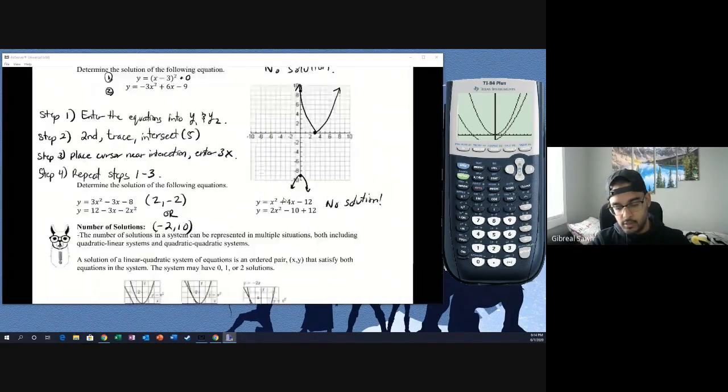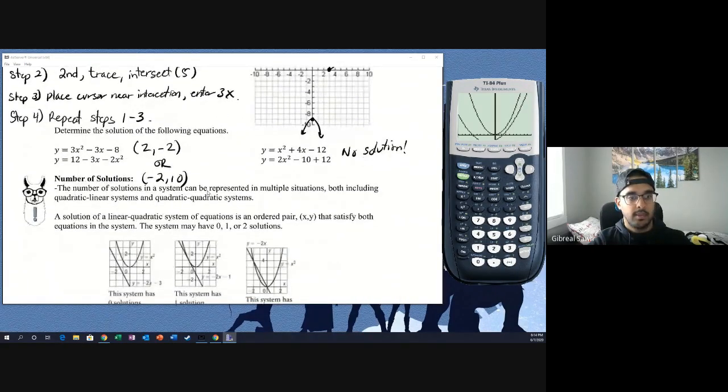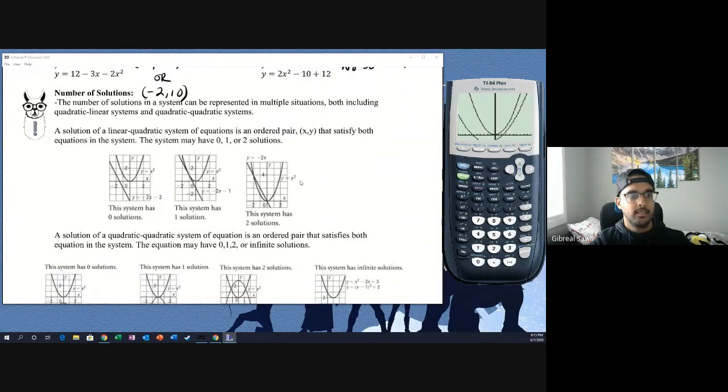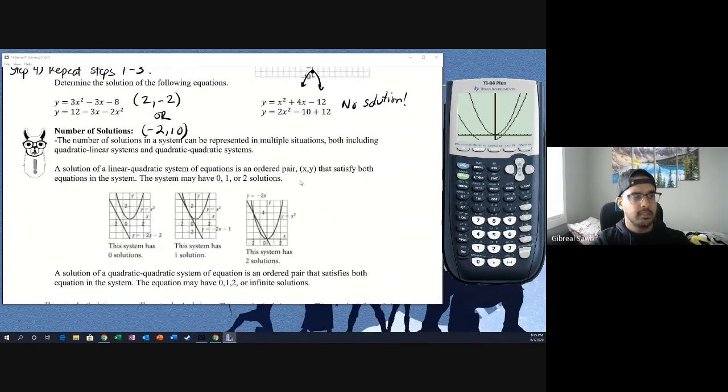Okay, so the number of solutions in a system can be represented in multiple situations, both including quadratic linear systems and quadratic systems. So we just graphed a quad system, two quadratic equations. We did quadratic linear before when we saw two intersection points. So this is just a helpful diagram to explain some of those intersection points. So you could have no solutions, where they don't cross at all. One solution, where the line is basically tangent to that parabola, so it touches it only in one place, or it could cross twice. It could go right through it.